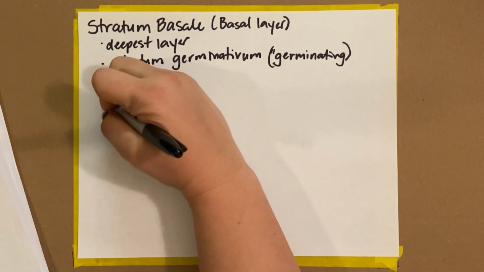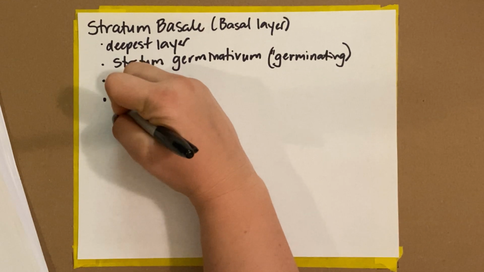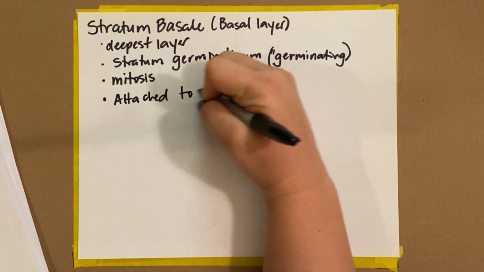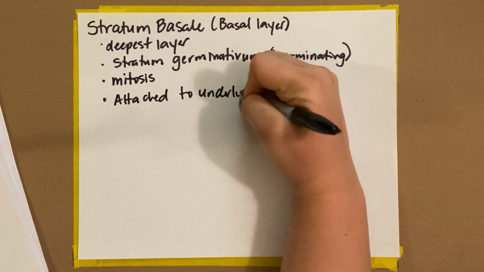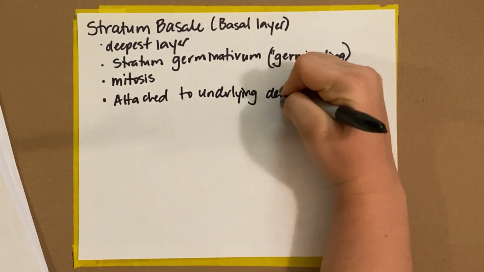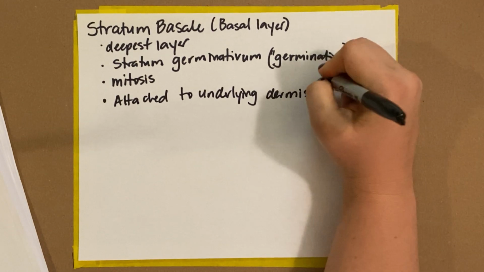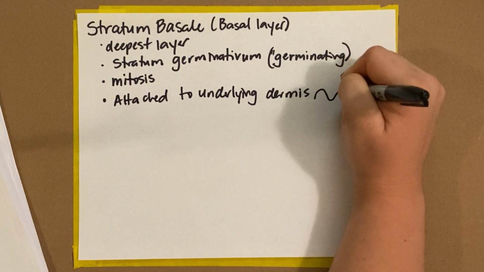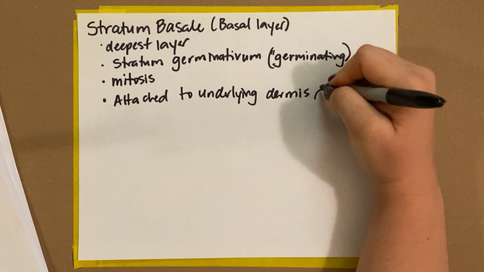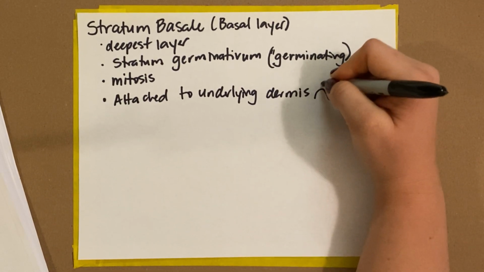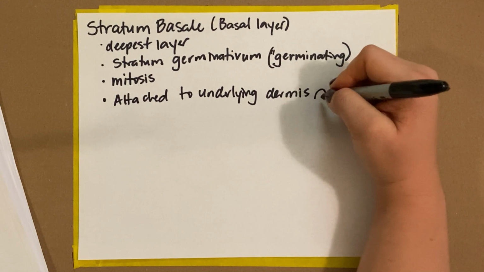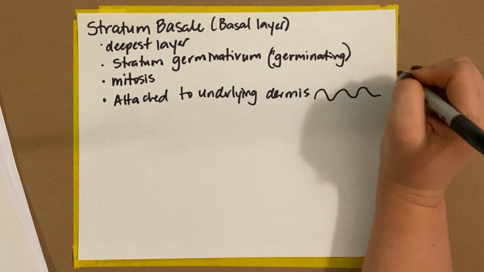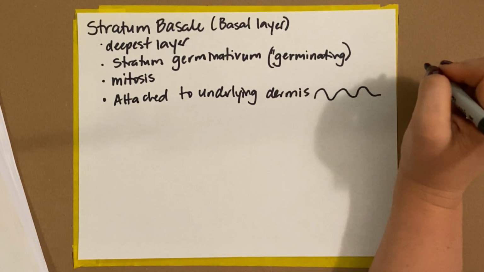This is going to be attached to the underlying dermis, and it's going to have a wavy border line. So there's going to be this wavy border line where the stratum basale is on one side, and the dermis is down here. It is going to be wavy, and we'll talk about that wave in a little bit.